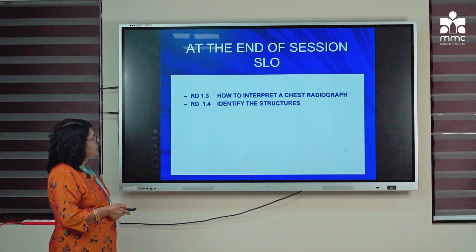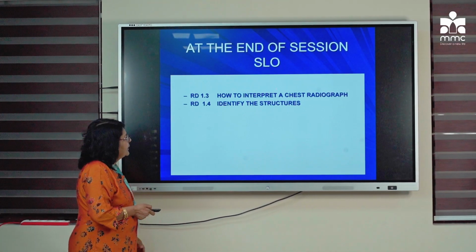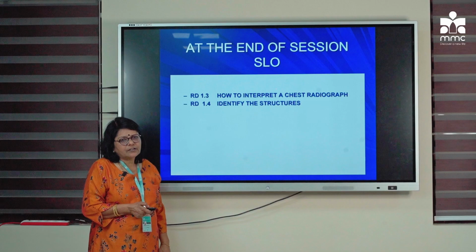So at the end of the day, you should know how to interpret a chest radiograph and try to identify the structures in a chest radiograph.